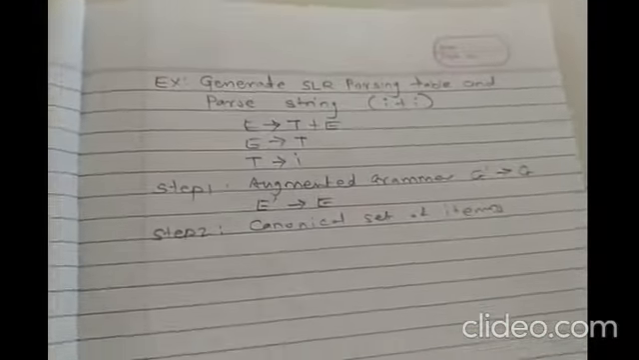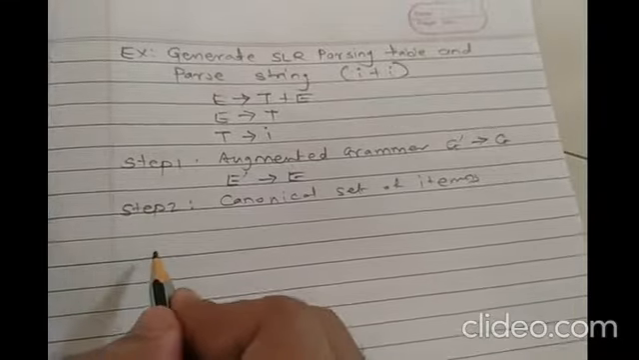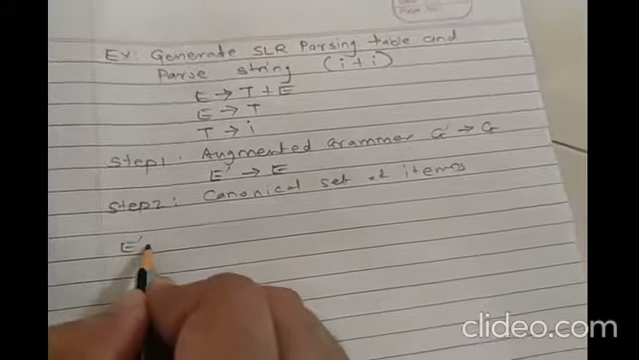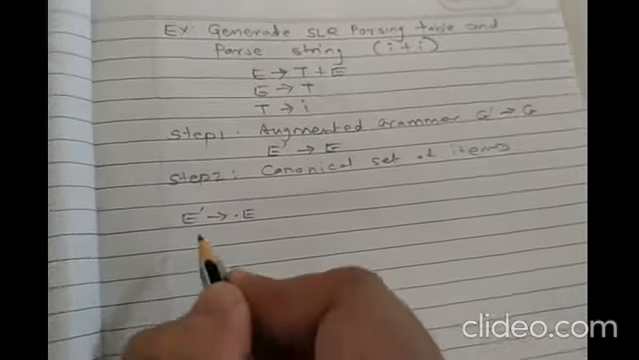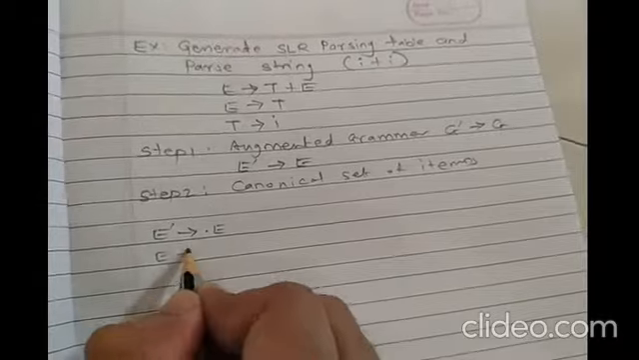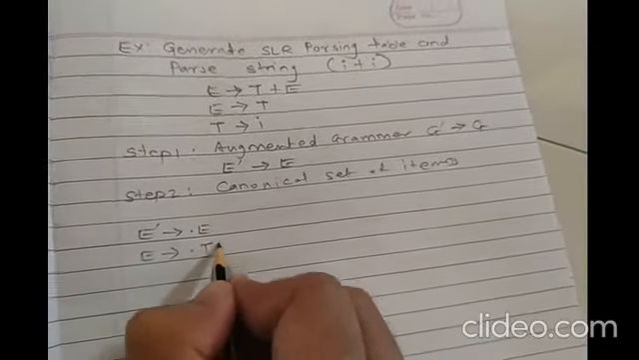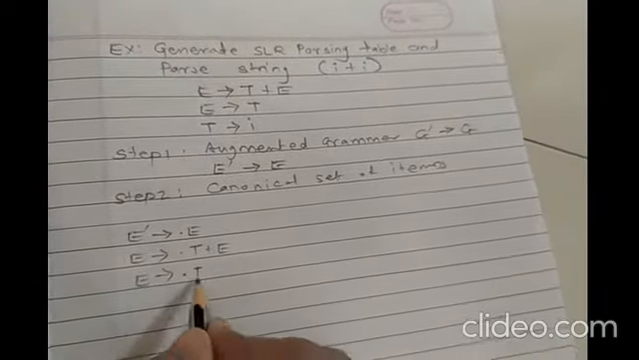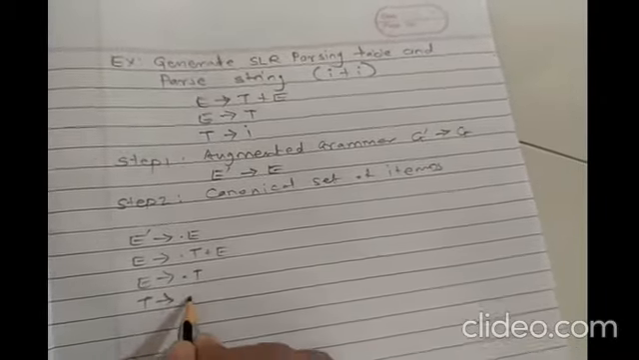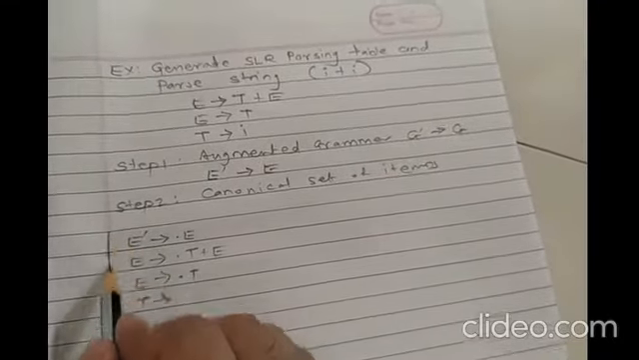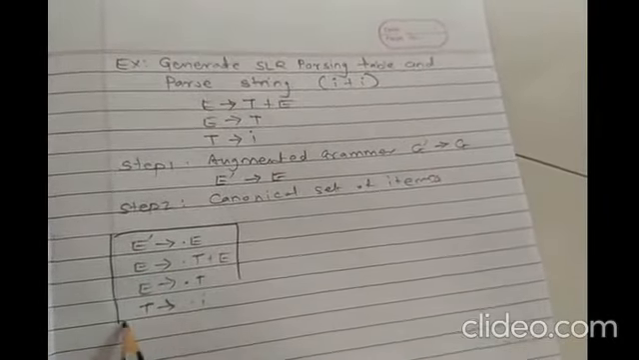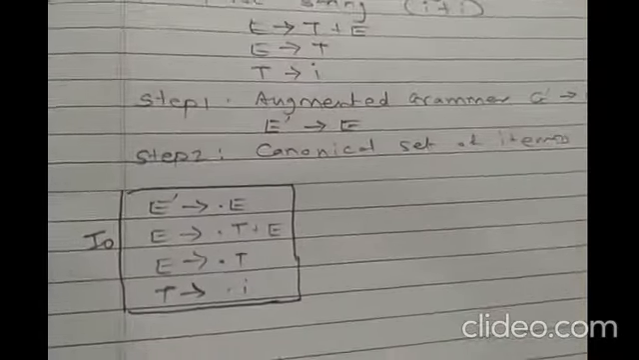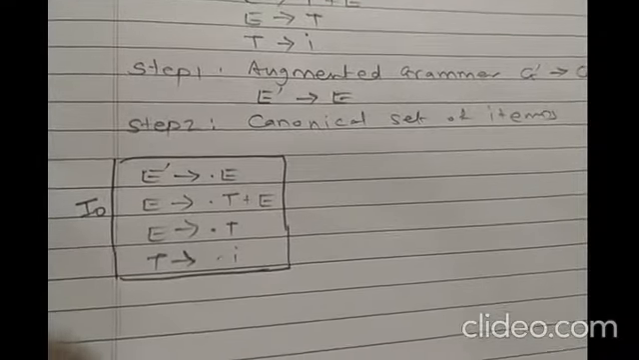So how to obtain canonical set of items? Consider the grammar, that is E dash tends to E. So I will write E dash tends to dot E. So because of this dot, all E's production will get that dot: E tends to dot T plus E, E tends to dot T. Because of this dot before T, T production also gets dot in front of it. So in this way we build a state called I naught. This is the first set of items we got.